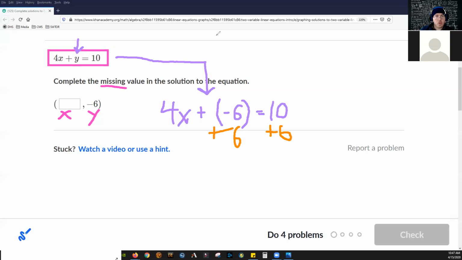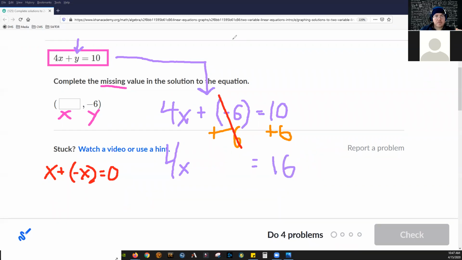So the abstract rule that we are abusing here is that anything combined with its opposite is equal to 0. So that's our little abstract rule we're going to be using. So -6 plus 6 makes 0, and that's what we wanted to have happen. So we still have 4x. -6 plus +6 is 0. 10 plus 6 is 16.